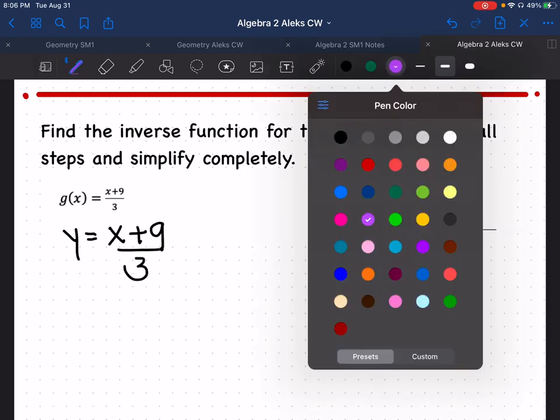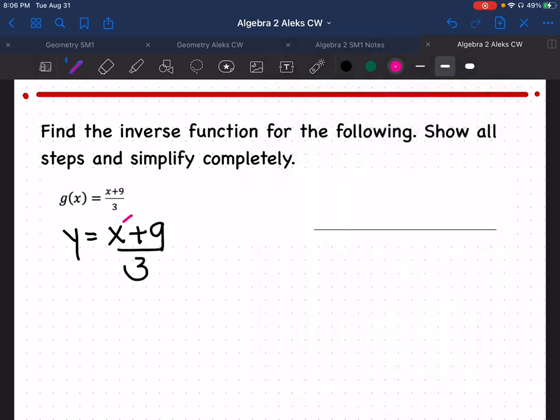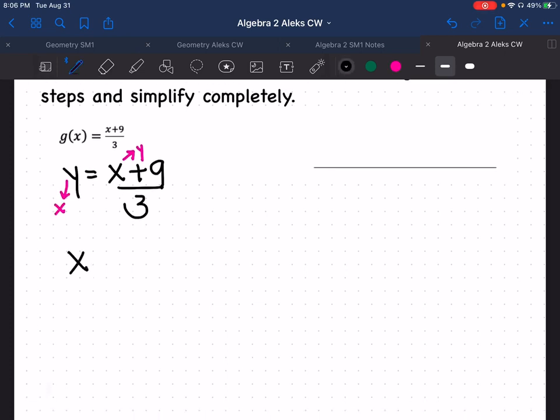So we're going to change this to y, and we're going to change this to x. Once I have completed this step, I'm going to go ahead and want to solve for the variable y. I want to get the y alone. There we go. All right. Now, for a fraction like this, which you are going to have on your test, the first thing you want to get rid of is the denominator. You want to get rid of that 3.